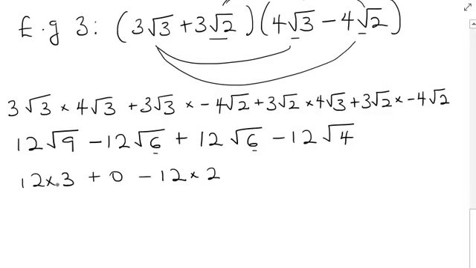So 12 times 3 is 36, minus 12 times 2, which is minus 24. So our final answer is 12.